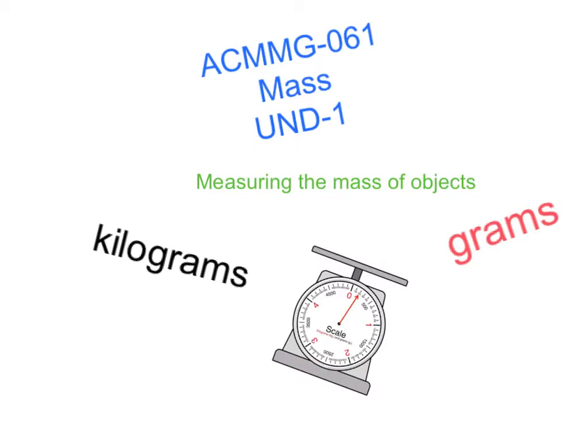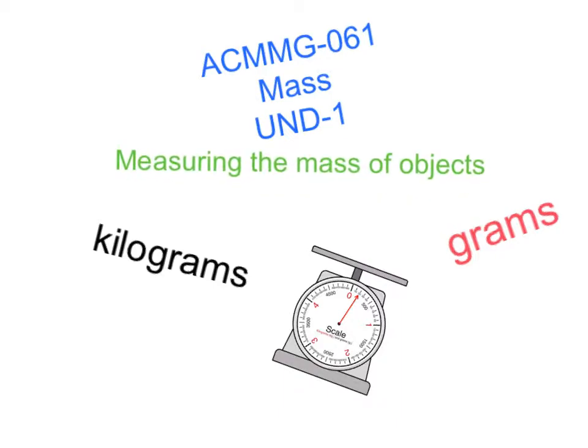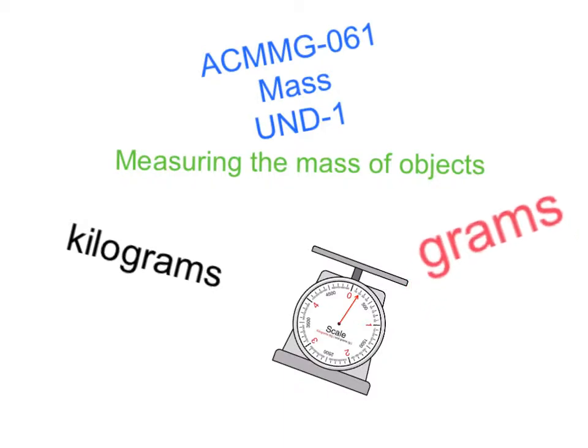Hey everybody, in this lesson you're going to be learning how to measure the mass of objects. The word mass means how heavy an object is. And the two metric units that you will be learning about to measure mass are grams and kilograms.